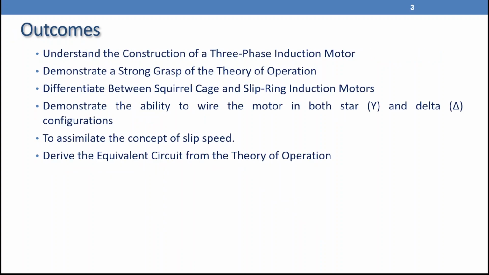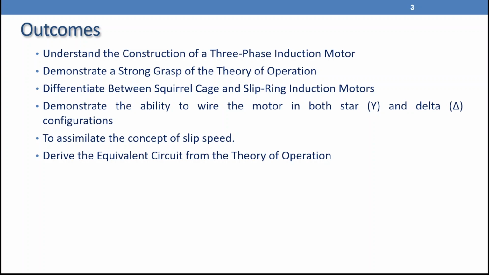Once we finish this chapter we will understand the construction of a three-phase induction motor, and we are going to demonstrate a strong grasp of the theory of operation. We are going to delve more into the theory of operation. Then we are going to differentiate between the two types of induction motor, squirrel cage and slip ring induction motor. If you're wondering what we mean by squirrel cage and slip ring, we are going to cover that through the chapter, no worries.